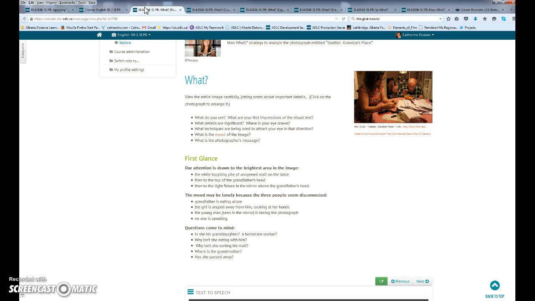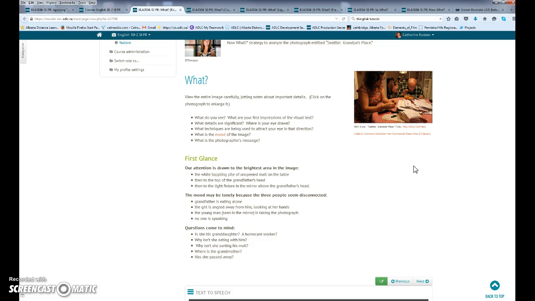So we're going to look at an actual image and apply this what, so what, now what approach. So you'll see on this page the image called Seattle Grandpa's Place, and you can click on it in your course and it'll allow you to see that a little bit larger. So we're going to look at just our first impressions. And when I look at it, I notice that the lighting is low. And low light can be used to either create kind of a relaxed mood or a more sad mood. So I need to figure out which one it is, depending on some of the other details.